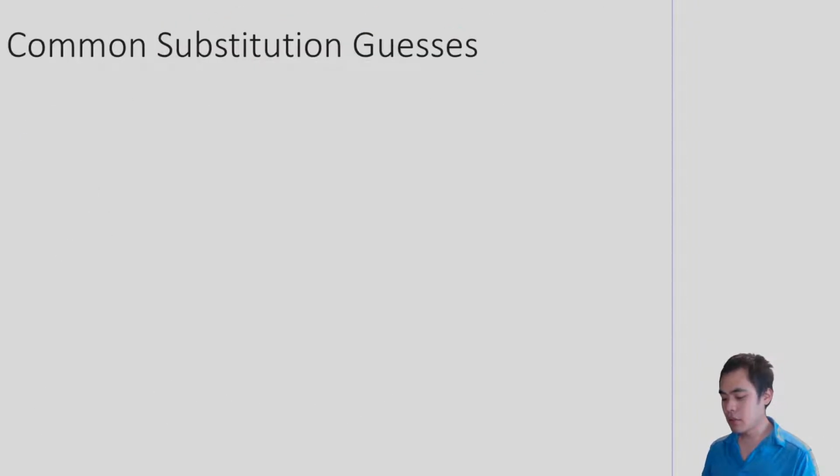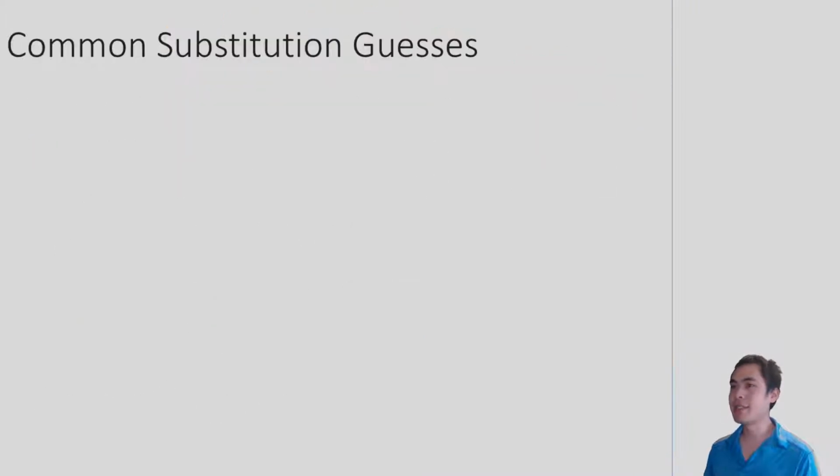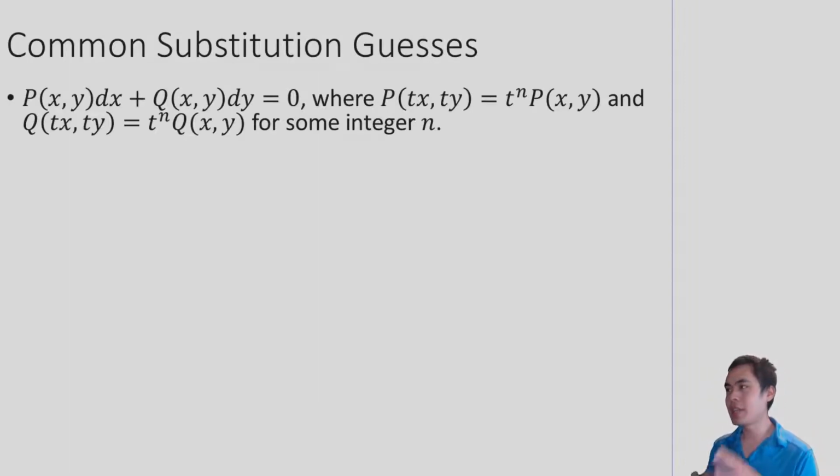Okay. So now the question is, of course, how do we guess the correct substitution? It turns out that, like integrating factors in general, there's no good way of guessing the right substitution, but there is a good way in some very specific cases. So the first one is this complicated formula.